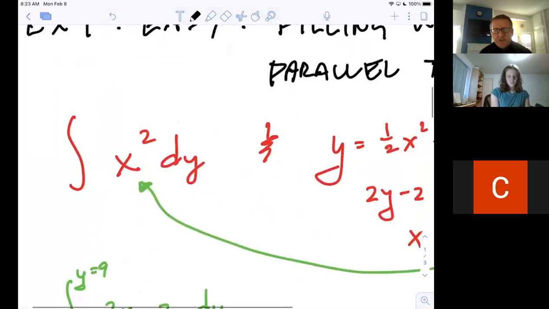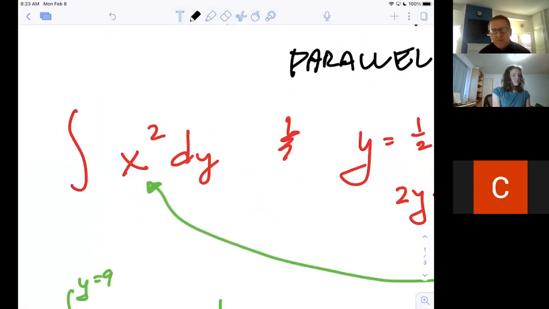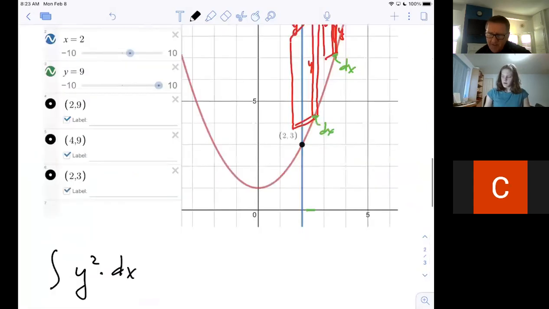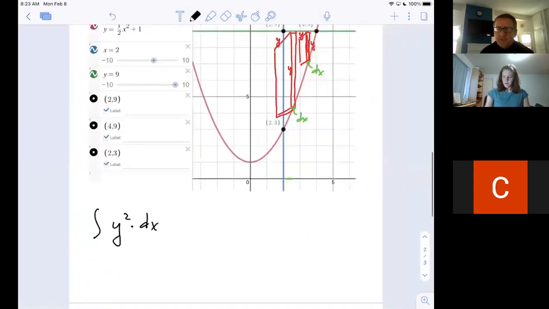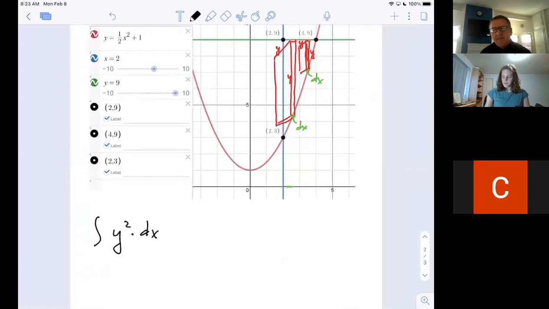Except everything is switched. Instead of x times dy, it's y times dx. Do you see that in the picture? It's very important you see this. Don't just write it down. You've got to visualize it. Slow down and ask questions. Ask me to re-explain things.